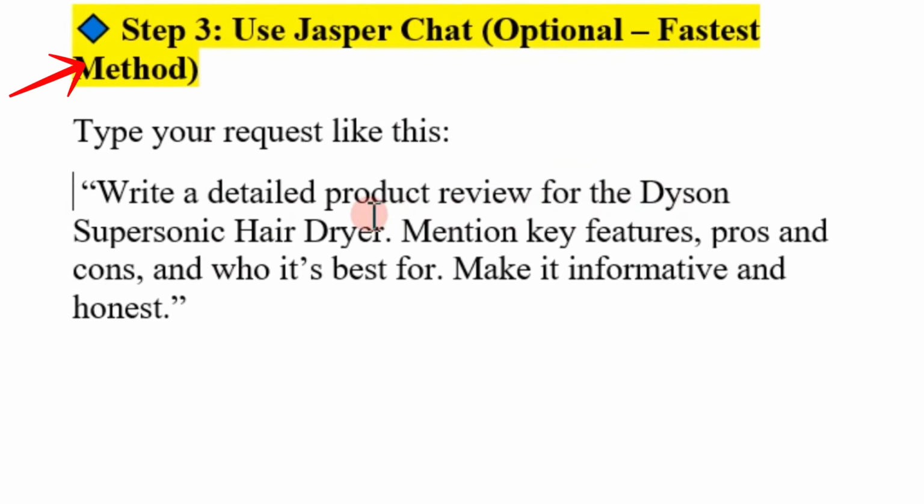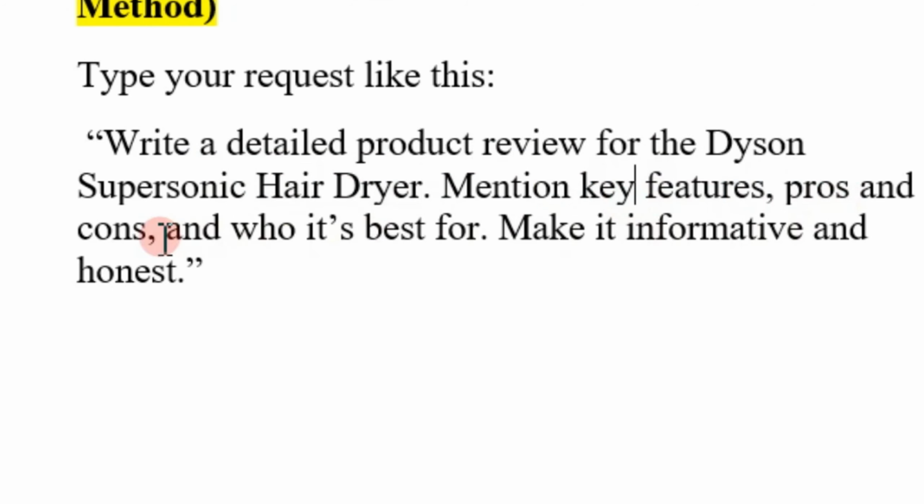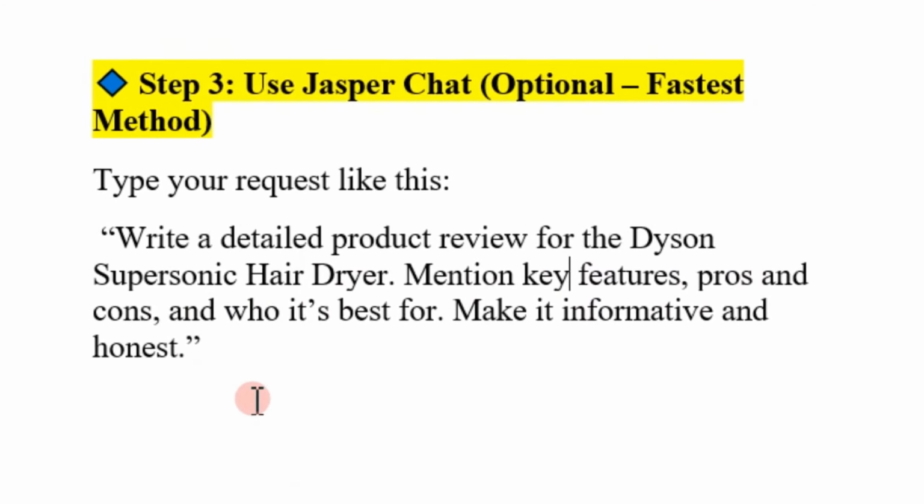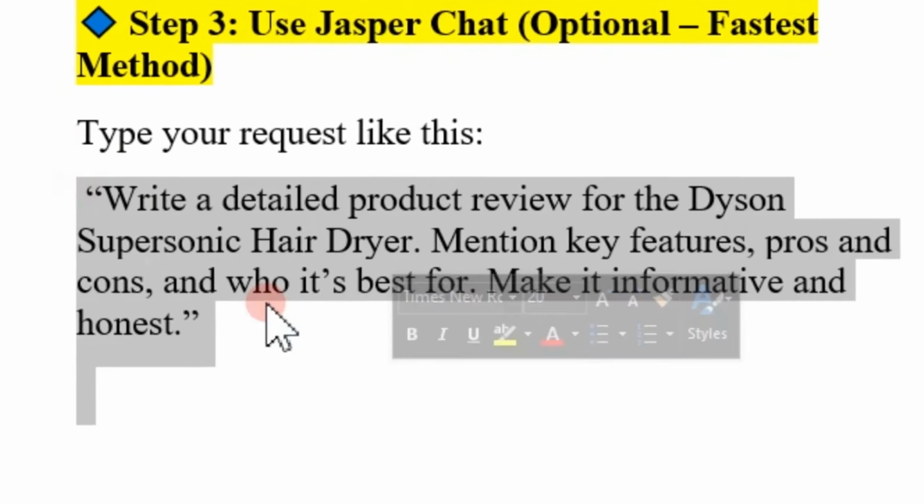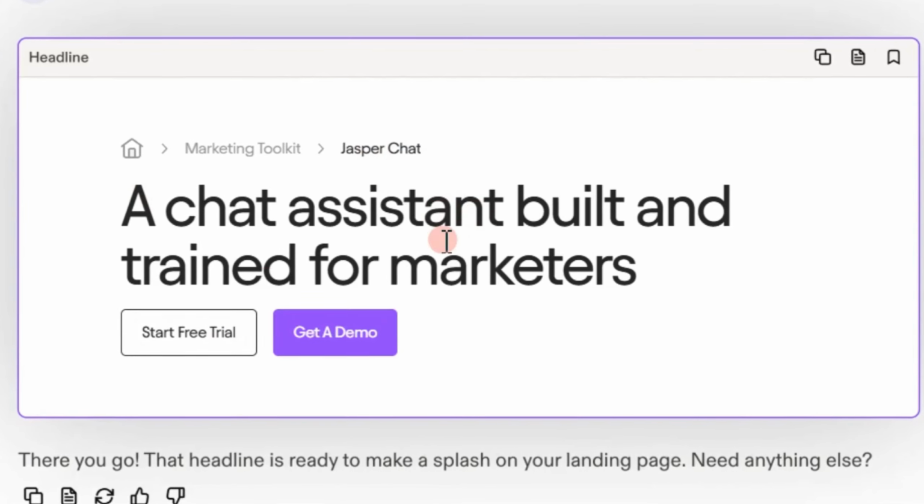Now, step 3. You can now type your request like this: Write a detailed product review for the Dyson Supersonic Hair Dryer. Mention key features, pros and cons, and who it's best for. Make it informative and honest.